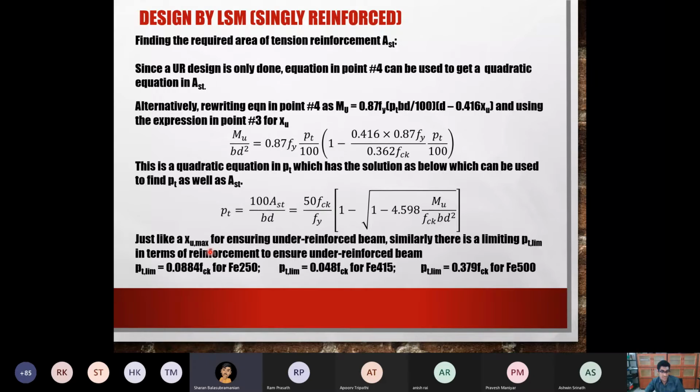It's a problem, sir. It's a problem. Yes, correct. Why? Sir, we want it to take some load, and if we are reducing the steel, then it won't be able to take that load. Yeah, exactly.